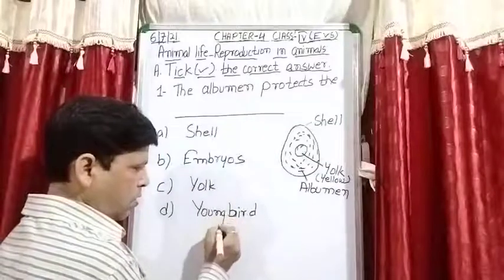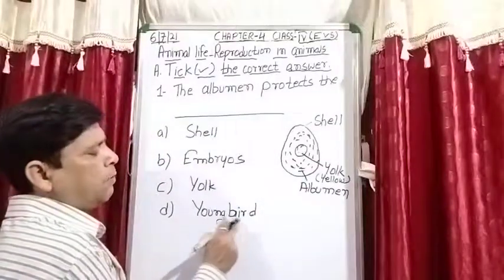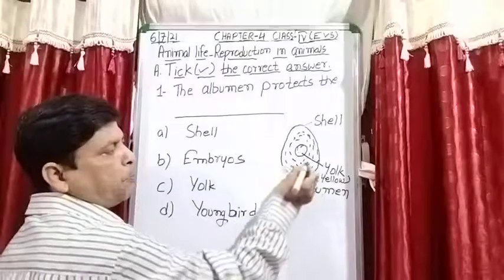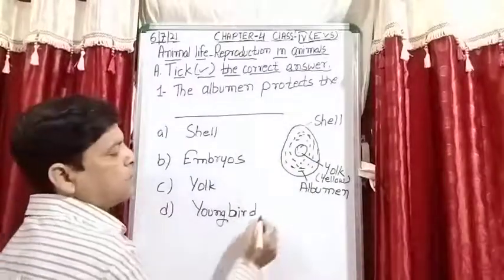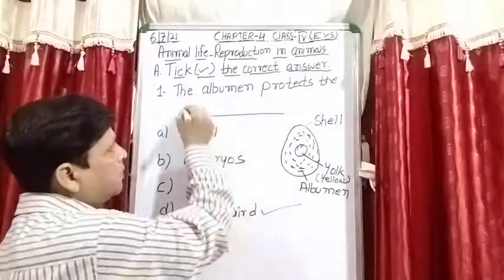So option number D, young bird. Here the albumin protects the young bird. Yes, this is the right answer.